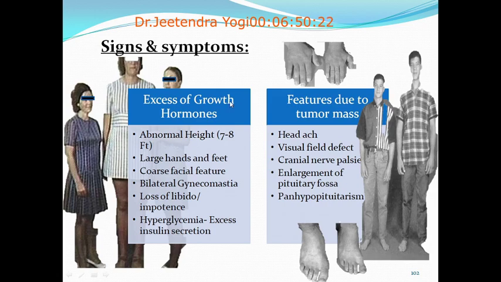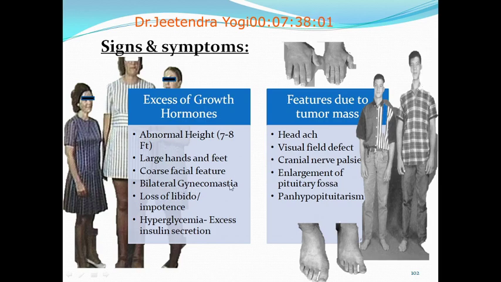The second feature, due to the excess secretion of growth hormone, is large hands and feet because of enlargement of membranous bone. So there are large hands and feet. Because of these large feet and hands, the person again looks like a giant. And there are coarse facial features, means facial features are very coarse looking, like increased thickness of skin and widening of nose and lips, ear, etc.